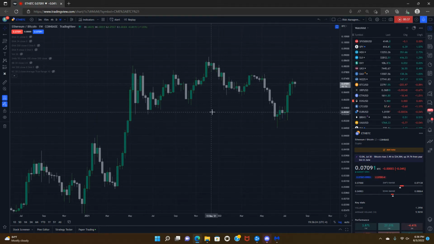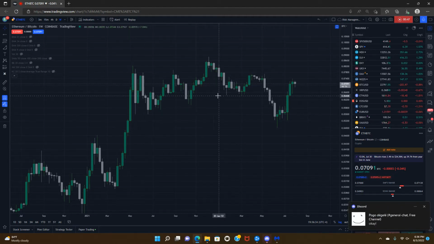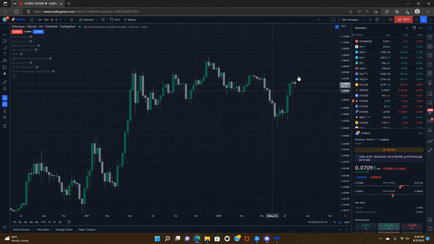Ethereum is without a doubt the number two altcoin, but not only that, most of the other attractive altcoins that have a promising future are also built on the Ethereum protocol. So I look at the Ethereum Bitcoin chart to gauge the strength of the altcoin market.